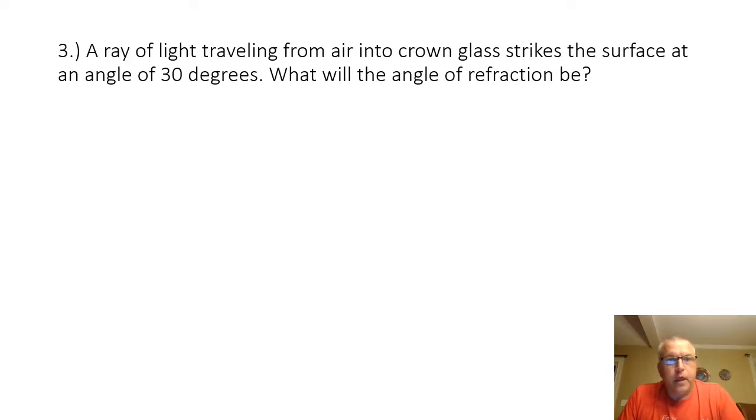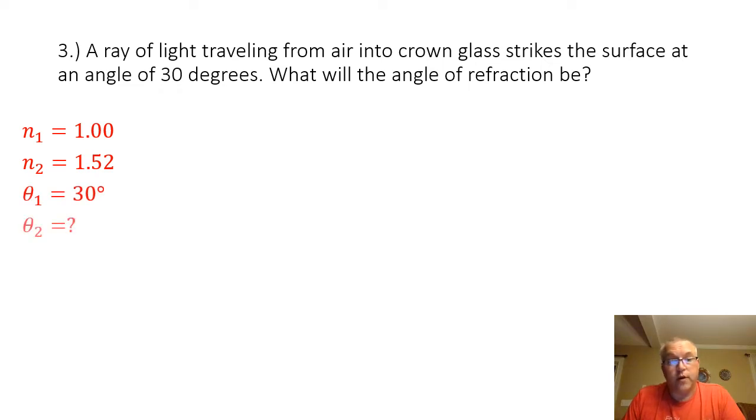Problem 3. A ray of light traveling from air into crown glass strikes the surface at an angle of 30 degrees. What will be the angle of refraction? So we're going from air into crown glass. I know the index of refraction for air is 1. The index of refraction, or N2, is going to be 1.52. My angle of incidence, theta 1, is 30 degrees. And I am looking for my angle of refraction, or theta 2.